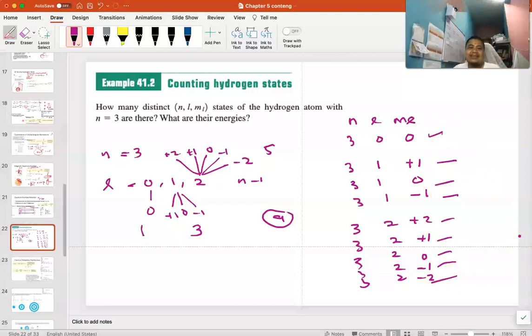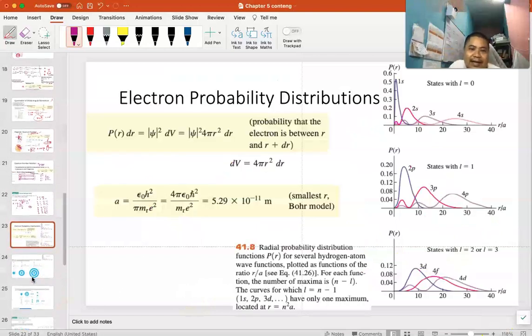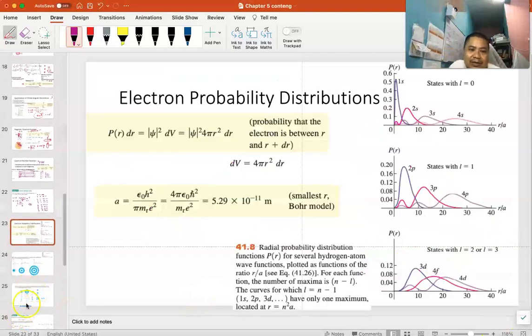Itu maksud dia. Jadi kita dah tahu rules tu, kita boleh predict what will happen. Bila ada banyak elektron, kat mana elektron tu boleh duduk, boleh memenuhi kedudukan yang disediakan. Okay, next kita sambung kepada electron probability distribution ni.